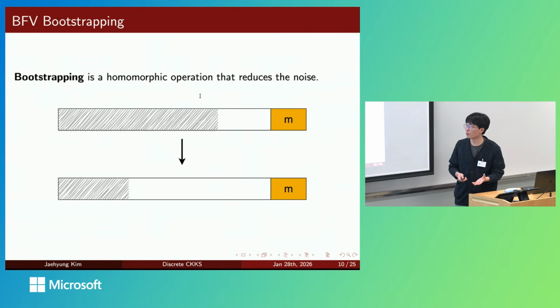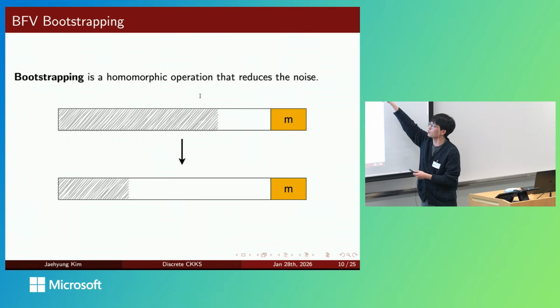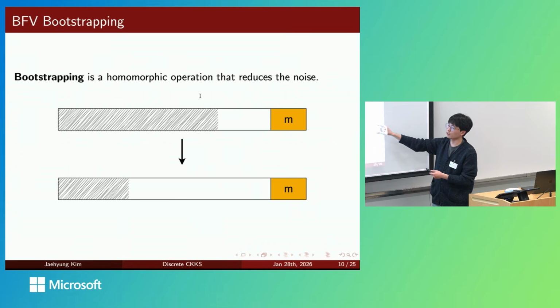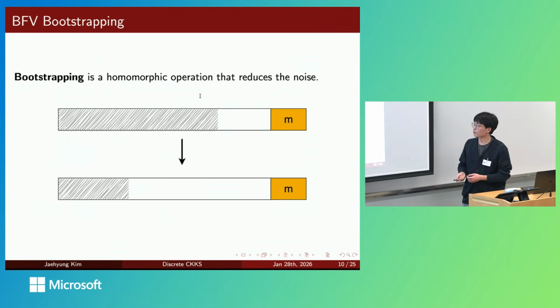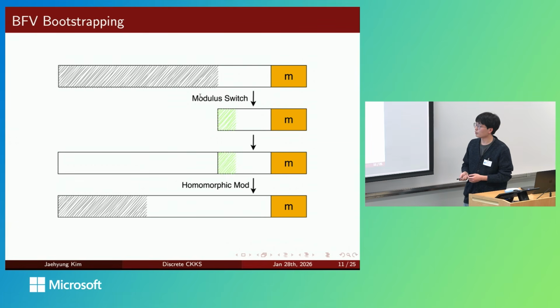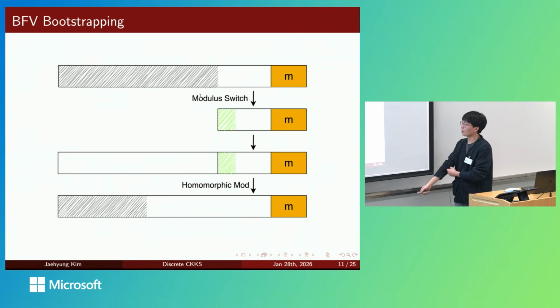So bootstrapping is a homomorphic operation, which means we compute on ciphertext, and it is an operation that reduces the noise. So let's say you have a noisy message with a huge error, and you convert it to another noisy message with much smaller error. This is the definition of bootstrapping. And then you may wonder how bootstrapping works. I can intuitively describe the high-level idea of modern BFV bootstrapping.